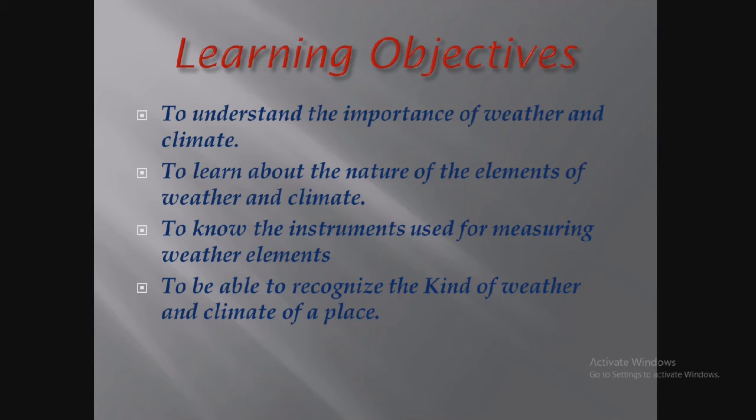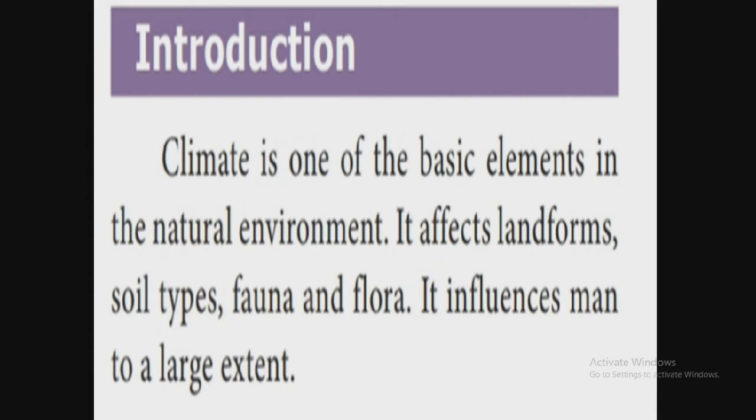Introduction. Climate is one of the basic elements in the natural environment. We all know, right? Climate is one of the very basic elements in our natural environment. It affects what else? Landforms, soil types, fauna and flora. It influences man to a large extent. Flora and fauna is nothing but animals and plants. Fauna means animals and flora means plants. Okay, next.